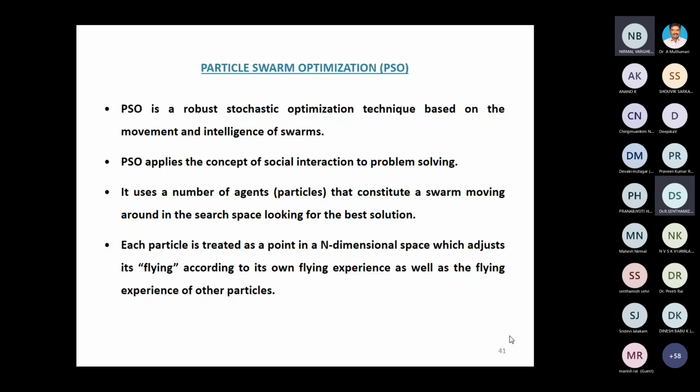When you want to implement PSO, the PSO here is nothing but based on the particle movement. People say particle movement. A particle must have the global best and local best. So what are the particles I can select?